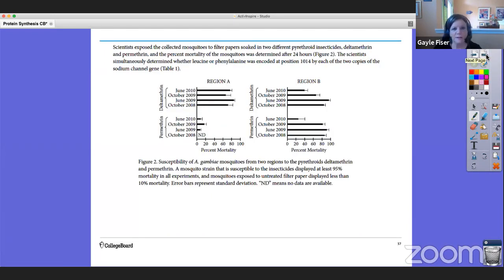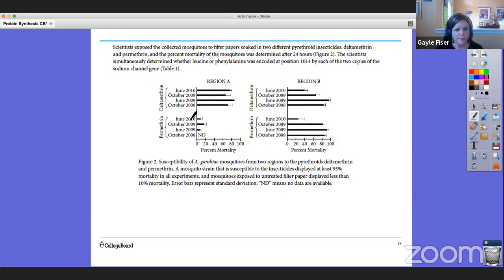Scientists exposed the collected mosquitoes to filter papers soaked in 2 different pyrethroid insecticides, deltamethrin and permethrin, and the percent mortality of the mosquitoes was determined after 24 hours. The scientists simultaneously determined whether leucine or phenylalanine was encoded at position 1014 by each of the 2 copies of the sodium channel gene. All right, so now we have a table.